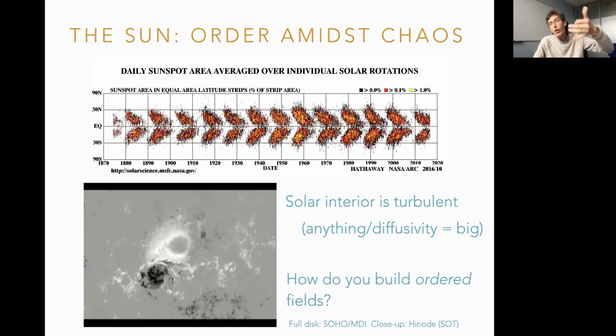And the overall polarity of the field flips every roughly 11 years. Lots of examples of this. Probably the most famous is this so-called butterfly diagram on the top. This is just showing the area occupied by sunspots as a function of time and latitude. So spots tend to appear first at mid-latitudes and then progressively nearer and nearer the equator over the course of roughly an 11-year cycle. And because of that overall polarity flip, we say that the cycle is 22 years.